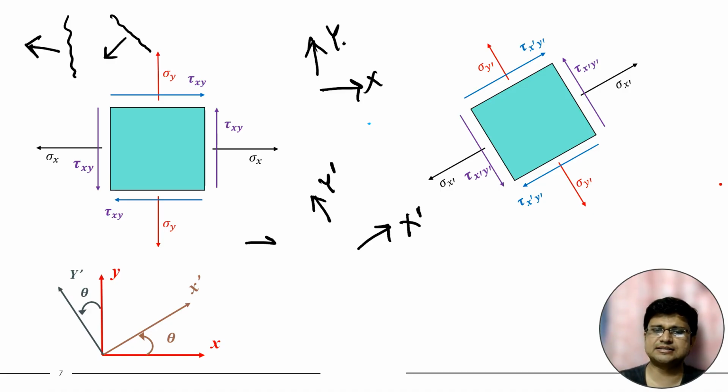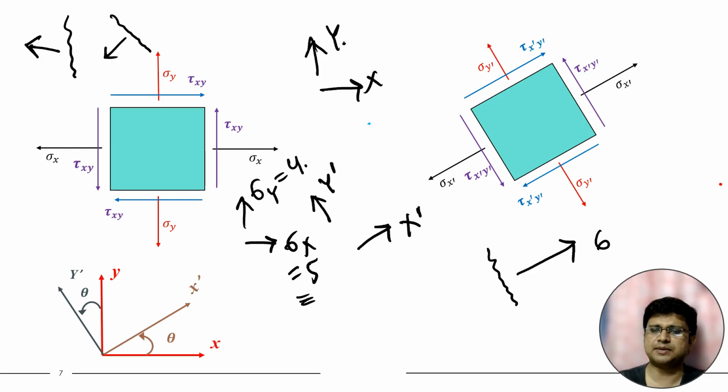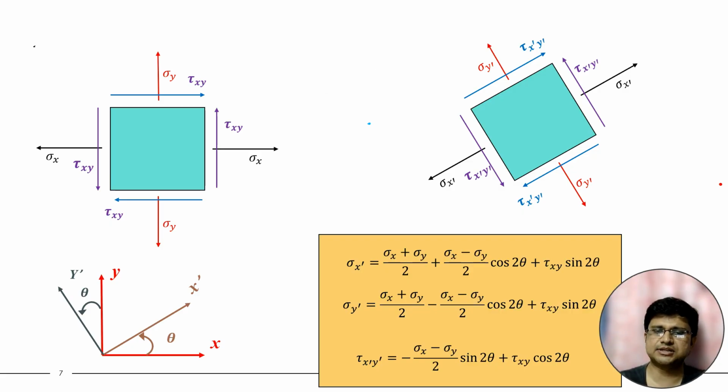It may happen that this is the value of sigma x, sigma y. Suppose this is 5, this is 4. But for a different direction, the value may be 6, more than 5. So in place of 5, if it is more, then the crack may occur in a different direction. That direction will be more important than this particular vertical direction. So we have to understand the stress for different directions. All directions are important. So these are the different equations for calculating the value of normal and shear stress for different directions.